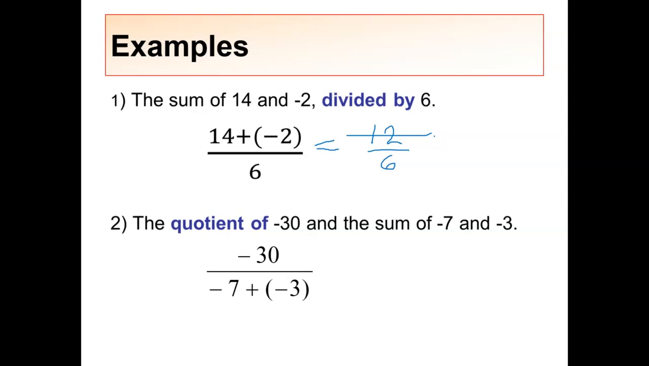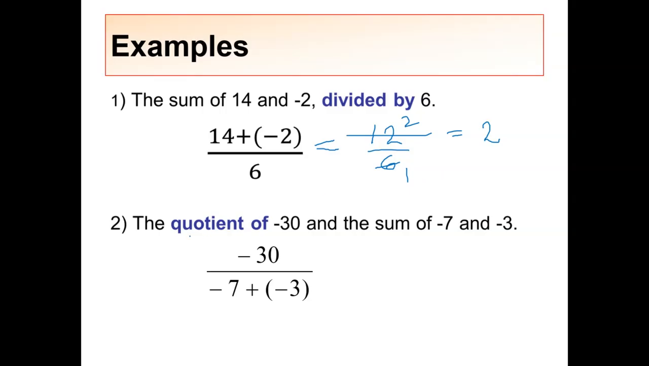12 over 6, if I reduce, is going to give me positive 2. So 12 divided by 6 is 2 and 6 divided by 6 is 1. So you can see that dividing both the 12 and the 6 by 6, you're going to get 2.